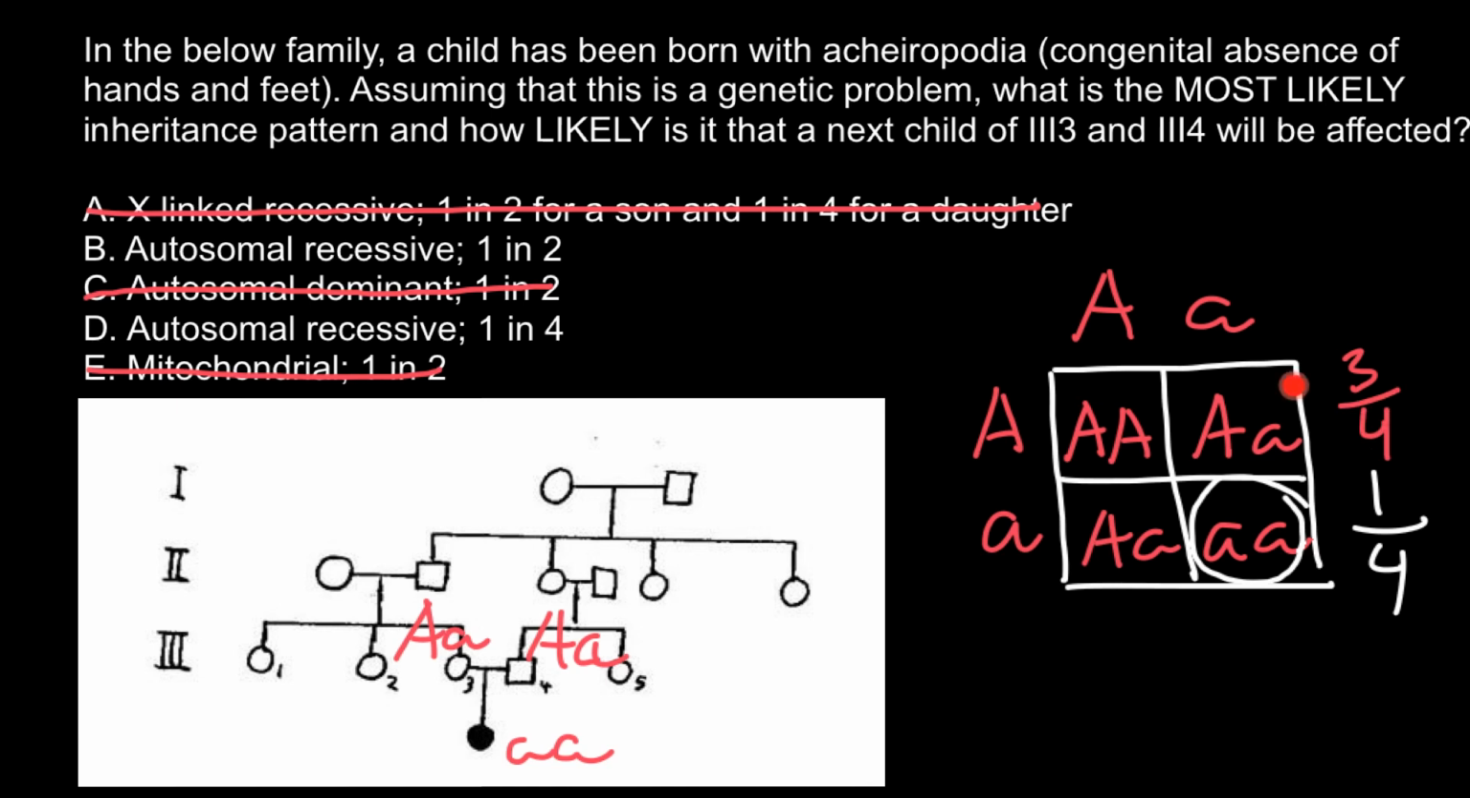Of those, as you see, 2/3 of those who look phenotypically normal would be carriers. So as you see, the correct answer is answer D, autosomal recessive. This is an autosomal genetic disorder, and the probability to inherit it, meaning to express this genetic disorder, would be 25%, or 1 in 4.